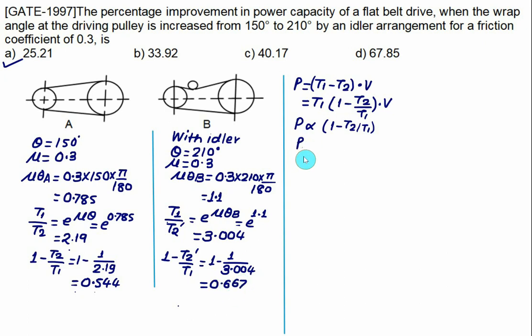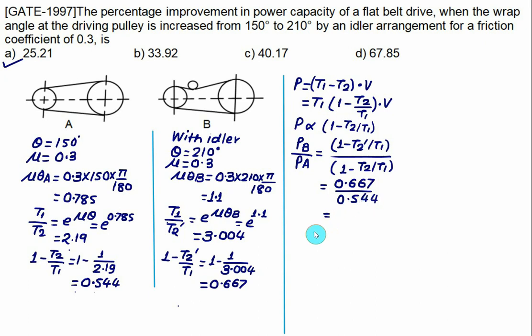So we can calculate the power transmitted with idler, PB, divided by the power transmitted without idler, PA, which is equal to 1 minus T2 prime by T1 divided by 1 minus T2 by T1, equal to 0.667 divided by 0.544, approximately equal to 1.23. So there is an increase of 23%. As far as the choice is considered, choice A is closely matched. Which one is 25.21?